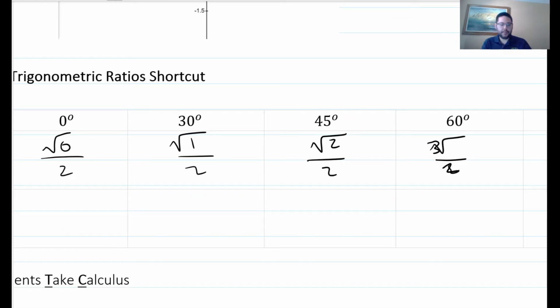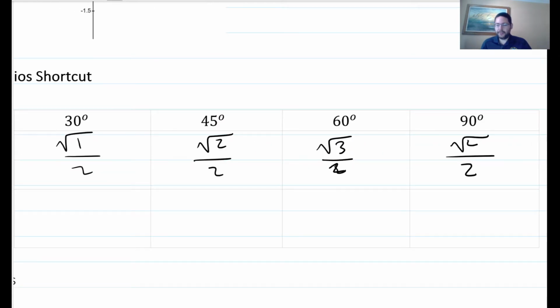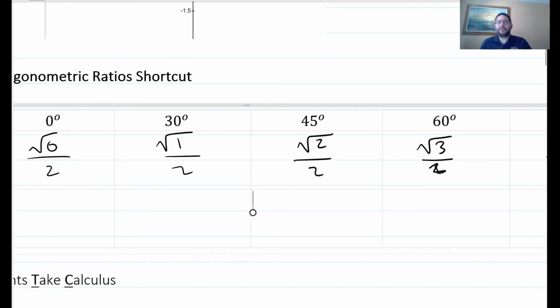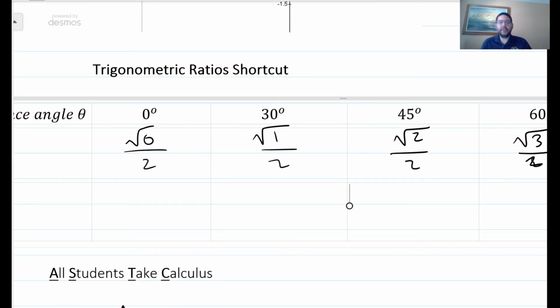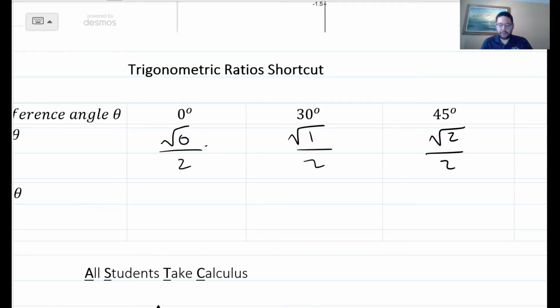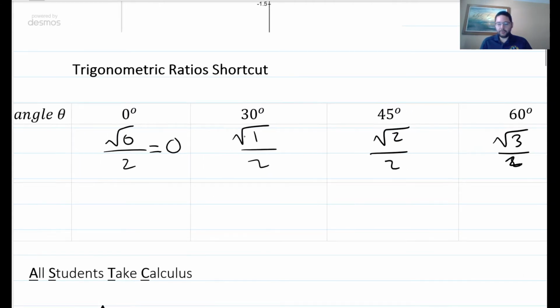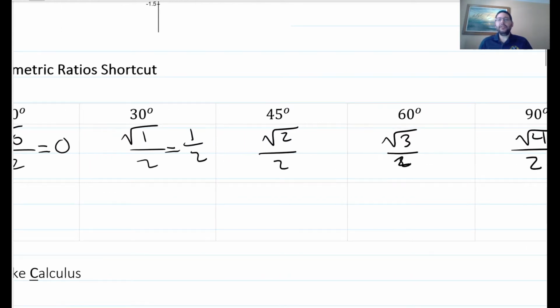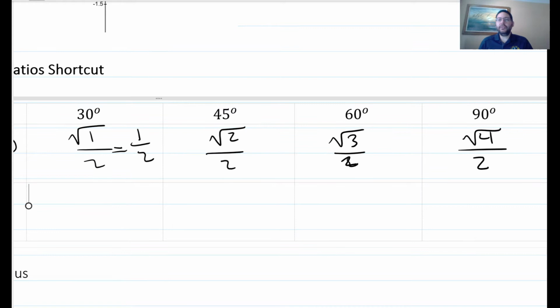3, and 4. And those are going to be the values of sine for those special angles. We know that the square root of 0 is 0, so the sine of 0 degrees is 0. The square root of 1 is 1, so this is going to be a half. So the sine of 30 degrees is a half. For 45 degrees, the sine of 45 is square root of 2 over 2. There's nothing else you can do there, so we're going to leave that untouched.